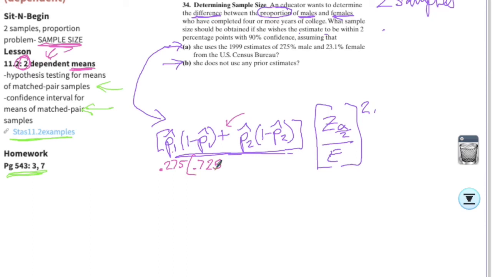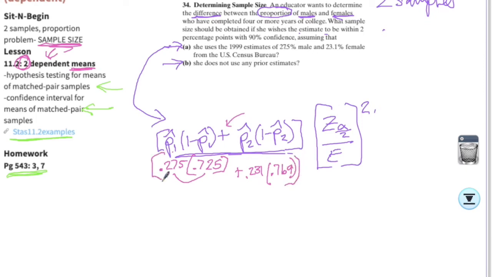So we're going to multiply those two things together, and then we're going to add to it the proportion of our second thing happening, 0.231, times 1 minus that. So that's going to put us at 0.769. Okay, and then we're going to sum both of those things up.